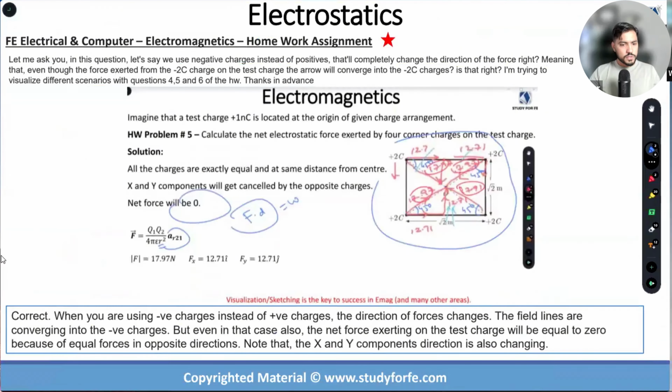So that's my response, correct? When you are using negative charges instead of positive charges, the direction of force changes. The field lines are converging into the negative charges, but even in that case, the net force exerted on the test charge will be equal to 0 because of equal forces in opposite directions. Note that the x and y component directions are also changing because previously the missiles were being fired. Now it's basically being pulled. So the direction of the force has changed, but the net effect is still the same.